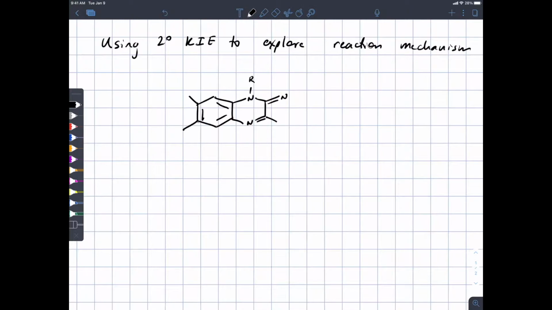And this is its structure. Do you need to memorize this structure? No.